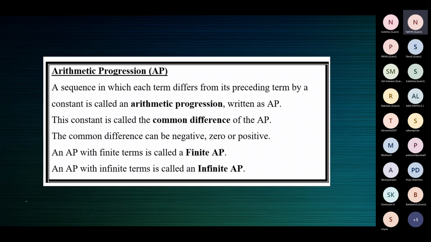When you don't know the last term of the AP, 5, 10, 15, 20, 25, and so on, it is an AP with common difference 5. But with 'and so on', you don't know the last term. So it's an infinite AP.